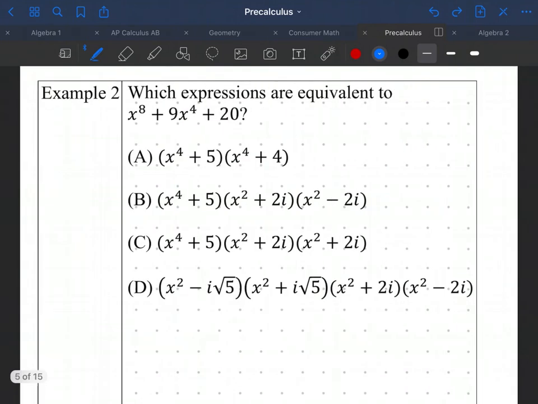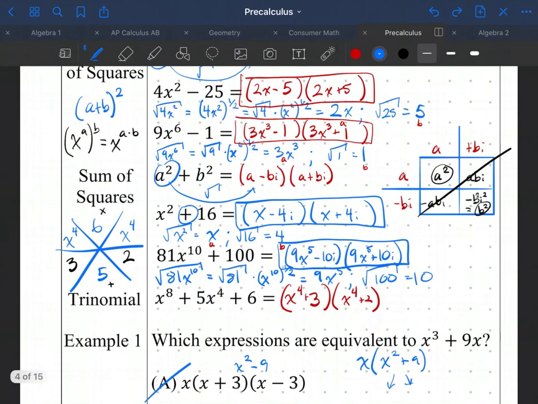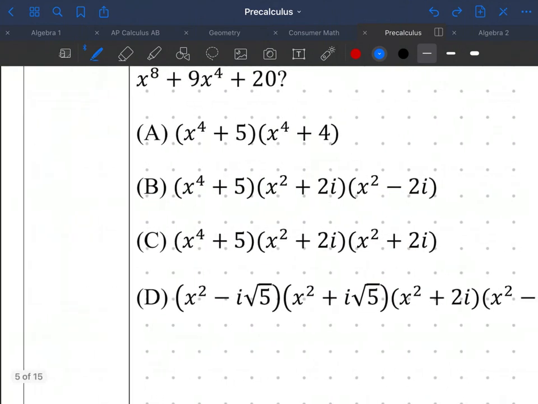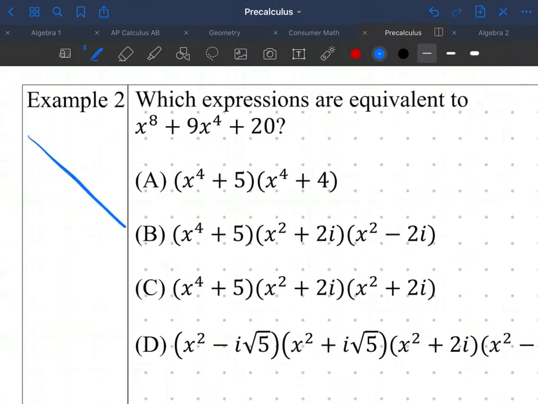So I have this trinomial, which is very similar to the trinomial that we did over here in this example right here. So let's go ahead and ninja star this guy. So it's going to be an advanced ninja star, where I'm going to take x to the power of 4 for these top right and top left spots. What two numbers multiply to 20 and add to 9? So multiply to 20, add to 9.